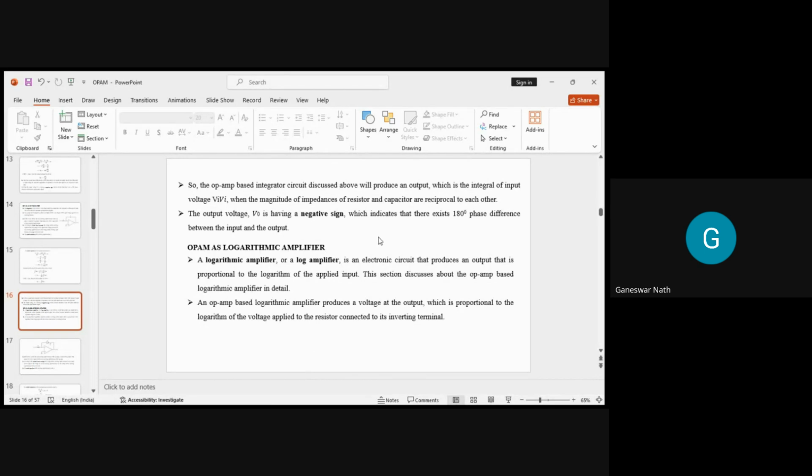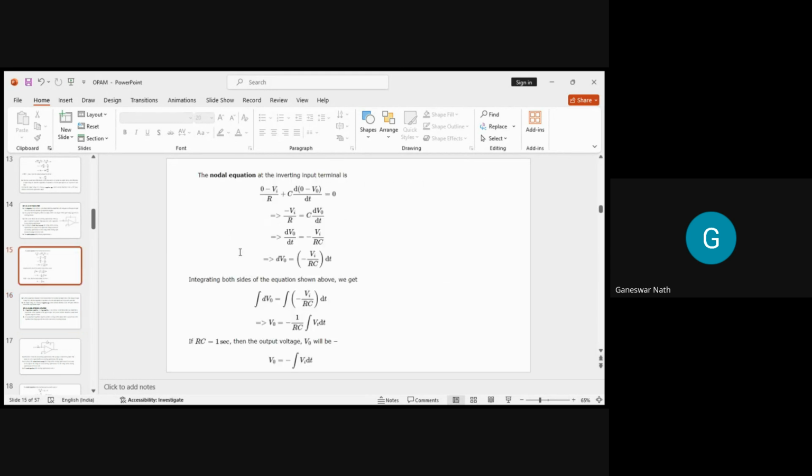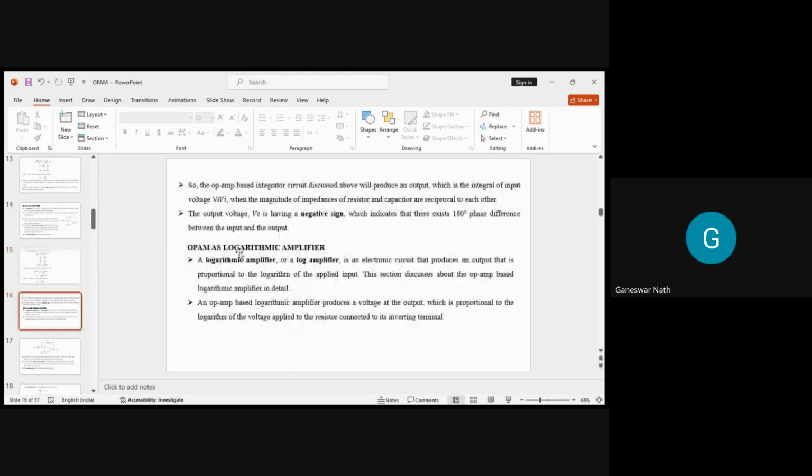Then I will go for this. This is for the integrator, and here you can find this is the differentiator. Then I can go for the logarithmic amplifier. How the op-amp can also act as a logarithmic amplifier. A logarithmic amplifier or log amplifier is an electronic circuit that produces an output that is proportional to the logarithm of the applied input.